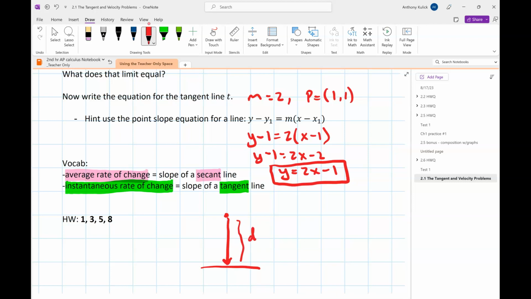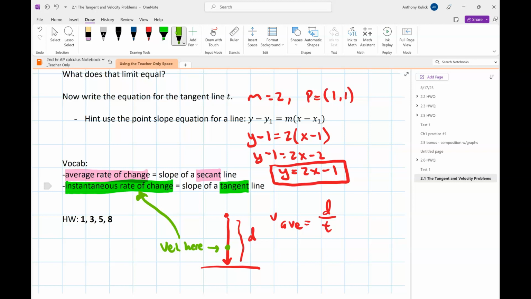I can calculate its average velocity by just taking the distance that it fell and dividing by the elapsed time it took to fall that distance. But what if I wanted the speed or the velocity of the falling object right here? What if I want to know how fast it's going in that instant? That's our instantaneous rate of change. We're talking about finding the slope of a tangent line. This turns into a big idea that we'll build upon in our next section.